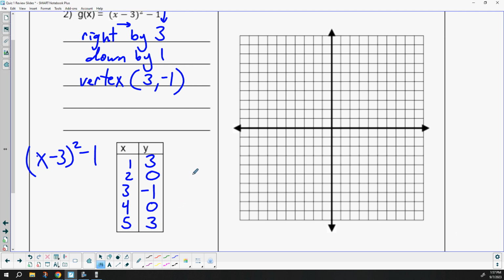Plot your points. 1, 3. 2, 0. 3, negative 1. And again, it should mirror it.